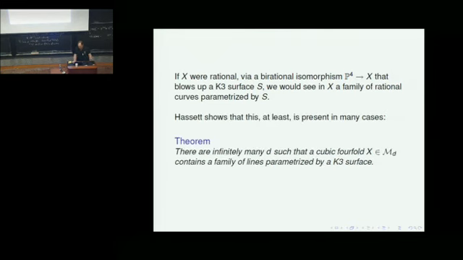And Hassett's theorem is, again, that he gives an explicit sequence of values of D, which I'm not going to reproduce here, but it's an infinite sequence of Ds for which, in fact, the cubic fourfold in question contains exactly what you'd expect to be there, a family of rational curves, in this case lines, parametrized by that K3 surface. So that seems like at least potential corroboration of the idea behind all this.